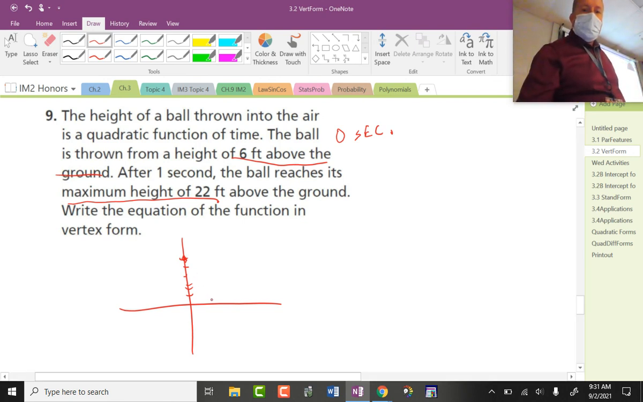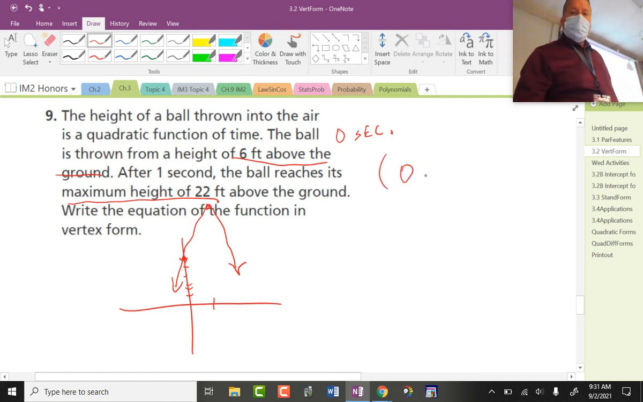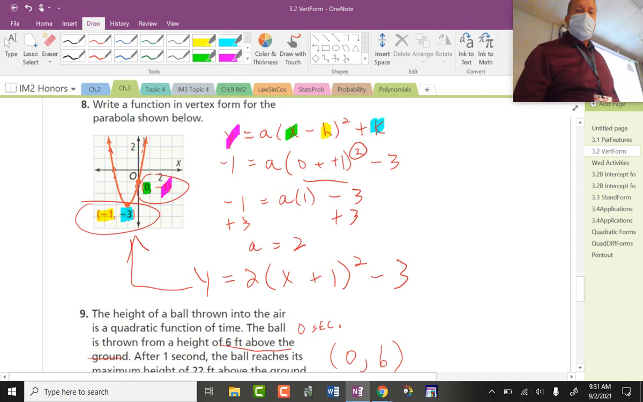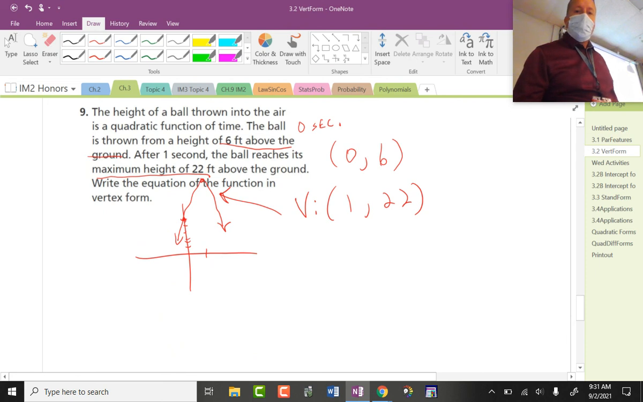0, 6, and then at 1 second, you're at 22 feet. And then hopefully you understand that then the ball starts falling. So this is an upside down parabola. So all I need is 2 coordinates: 0 seconds, 6 feet, input, output, and 1 second, 22 feet, and that is the vertex. So really what we have is this exact question, except it's in a word problem format.